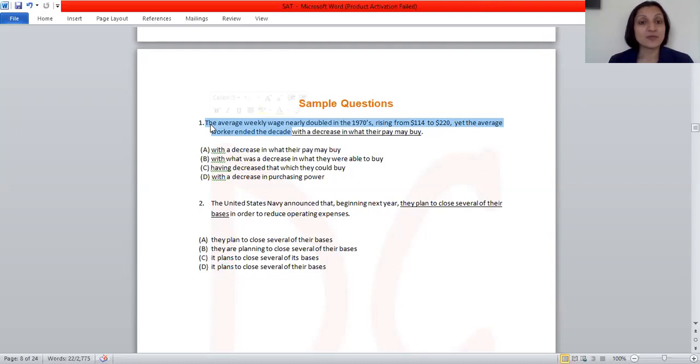Well, nothing. We said that the weekly wage nearly doubled in this year. So if we are talking about the year, we don't have a "they." We don't have a plural noun. Yet the average worker, so we have worker, one person, ended the decade with a decrease in purchasing power. We don't need "they" or "their" or anything. So A, B, C, all three go out because worker is singular. So we don't need this plural pronoun. Okay, let's go to the next question.